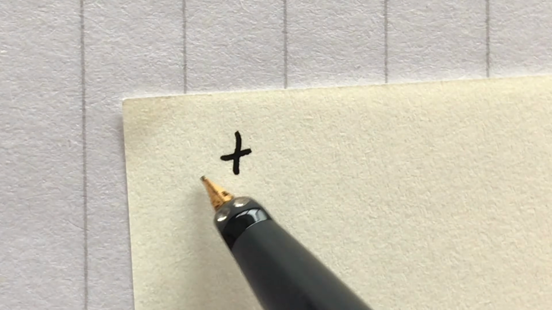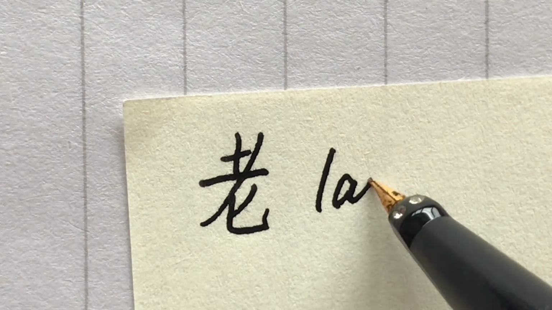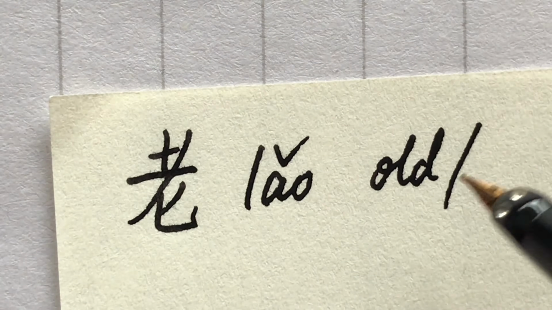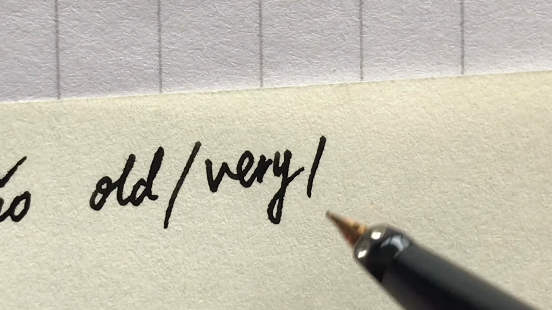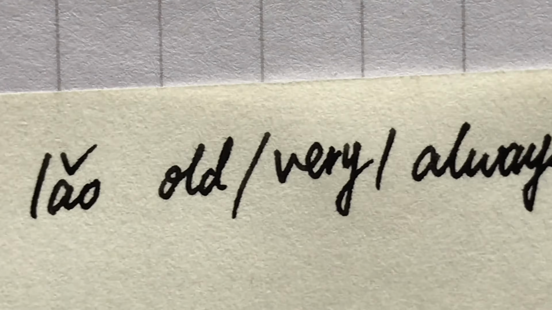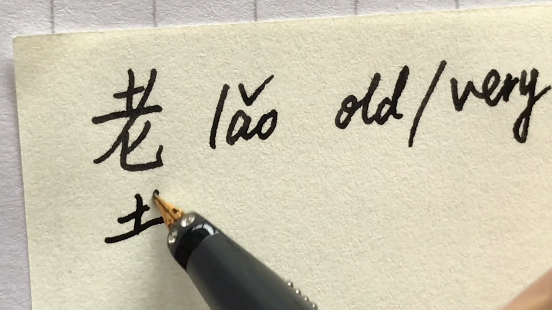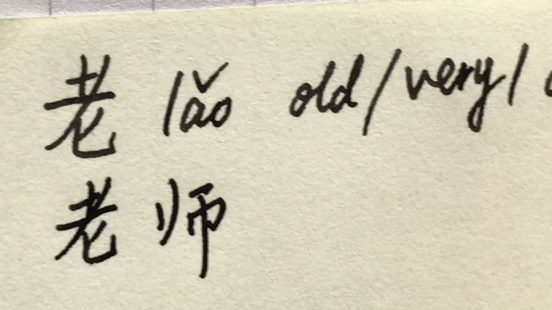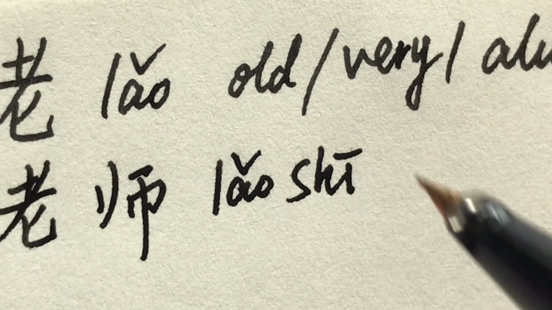老 old very always. For example, 老师 teacher.